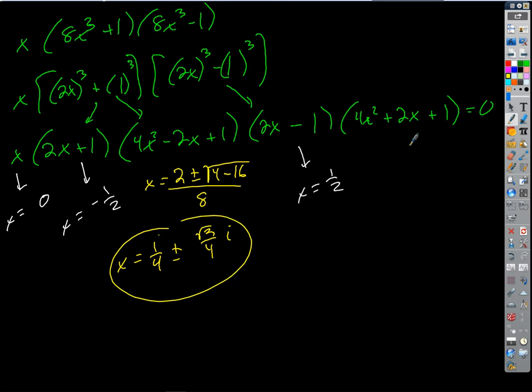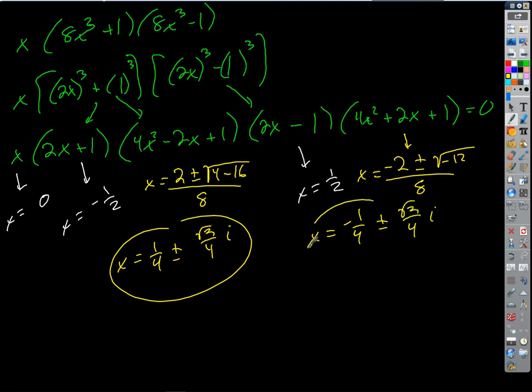And then I could do the same thing over here. What's the only thing that's going to change? Only thing that's going to change is the a is the same and c is the same, but b is different, right? So I'm just going to get x equals, my negative b becomes a negative 2 instead of a positive 2. But I'm still going to get negative 12 in there, right? b squared minus 4ac. And I'm still going to get 8 on the bottom. So I just get x equals negative 1/4 plus or minus square root of 3 over 4 i, right?